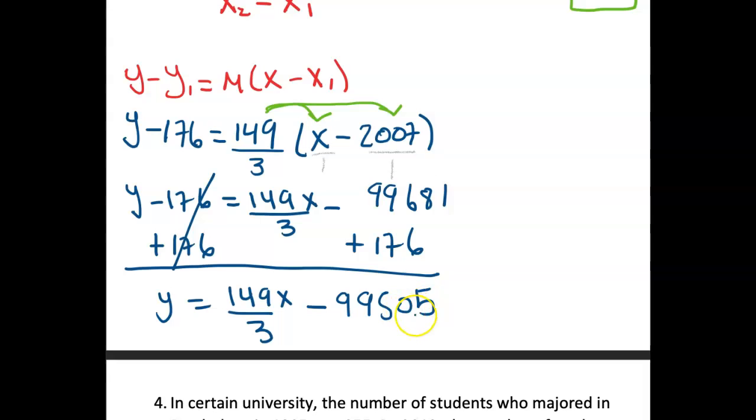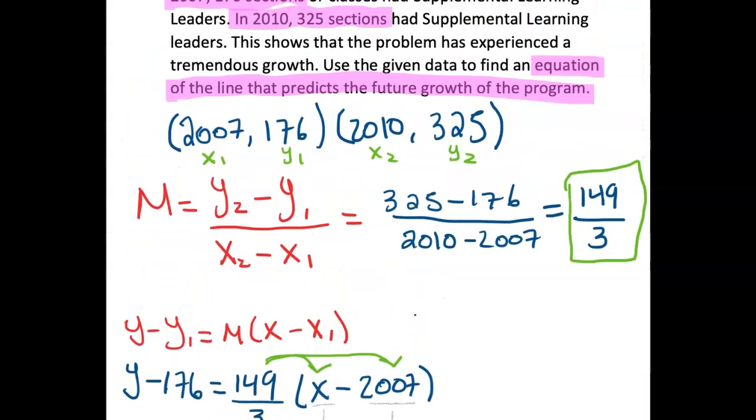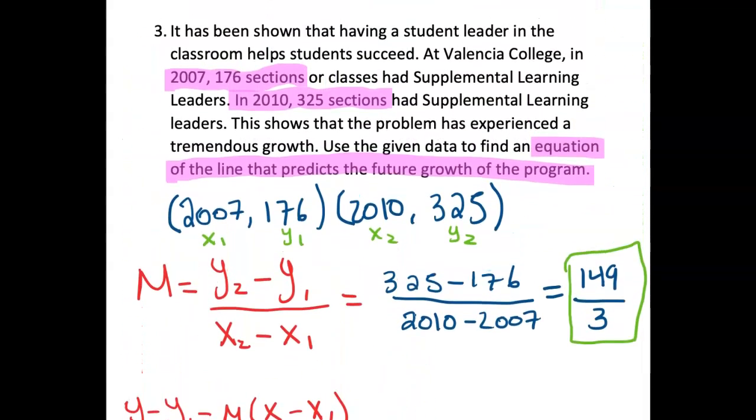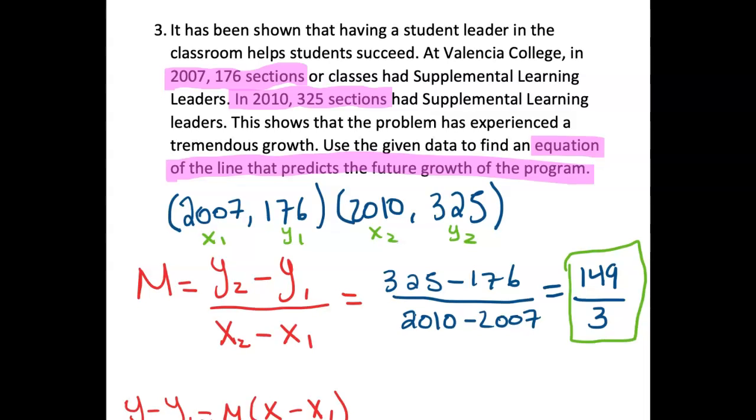Okay. Now let's go back to the problem. So we're given a scenario, right? We're given 2 points, and we're being asked to find the equation of the line. In order to write the equation of the line, we need to remember that we need a point and a slope. But we're given only 2 points. So what we first do is find the slope. So this is the first step. Step 1, find the slope.